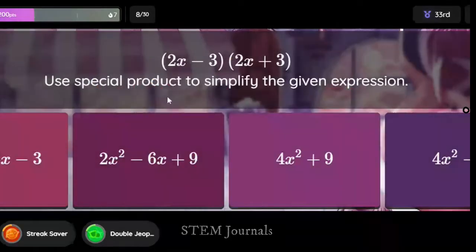Ayan. Using special product, I hope familiar tayo with the special product. If you have noticed, yung given natin, same na same sila, pero magkaiba lang ng operation sa loob. So, siya yung factors ng difference of two squares, if nare-recall pa natin yung special product na yun. Difference of two squares siya. So, kapag ito yung given, difference of two squares yung pinaka-product nito, ha? Ayan, ito yung factors nun.